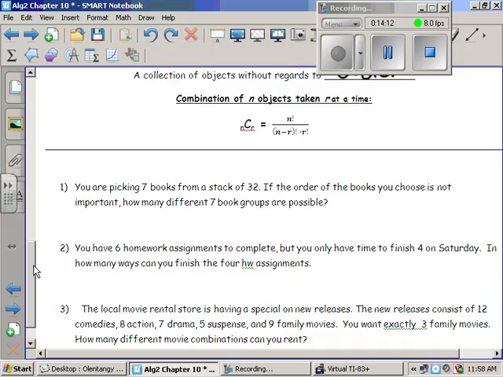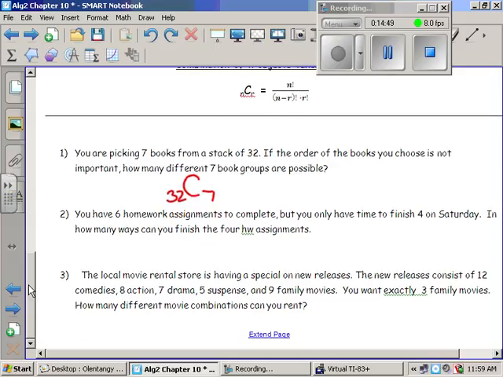you are picking 7 books from a stack of 32, and the order of the books you choose doesn't matter. If you're just sticking them in your backpack and taking them to the beach or whatever, then instead of nPr, you're having nCr. How many total? 32, right? 32 altogether, and you're picking them in groups of 7. So it's going to be 32 choose 7. Okay? So you just type that in your calculator. Yep. That is it.